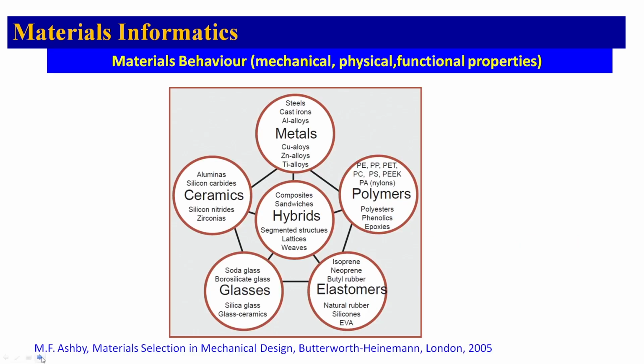I will go back to Michael Ashby. It is not because I like him, but because whatever he has done is phenomenal. When you talk about materials behavior, you have to discuss different types of materials: metallics, ceramics, polymers, glasses, elastomers, and combining them, this can give you hybrids or composites, right. So, that means it is a massive number of materials.